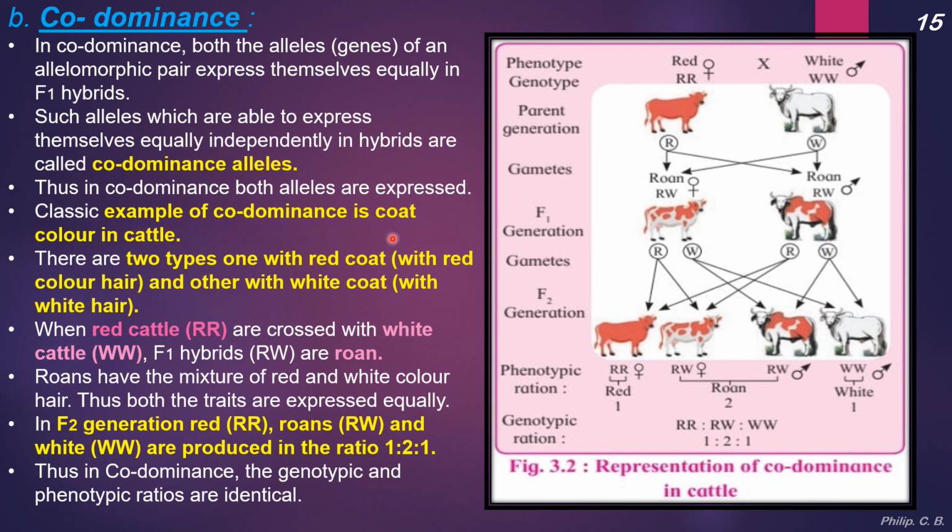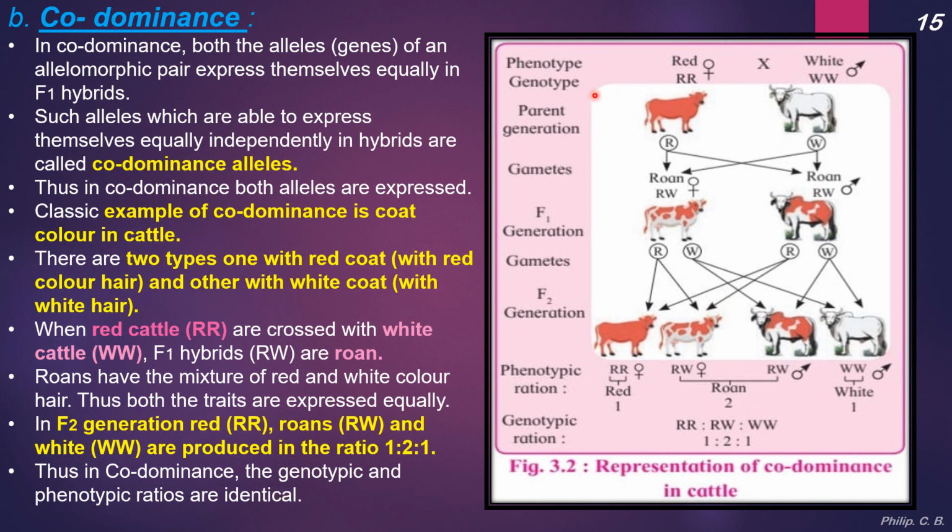Classic example of codominance is coat color in cattle. Coat color, that is skin color, as we can see in this image. When red cattle RR are crossed with white cattle WW, both capital, the F1 hybrid RW are Roan. So the name given is Roan for the crossing of red cattle and white cattle. So the Roans have a mix of red and white colored hair. Thus both traits are expressed equally. In F2 generation, red RR, Roans RW and white WW are produced in the ratio 1:2:1. Thus in codominance, genotypic and phenotypic ratios are identical.